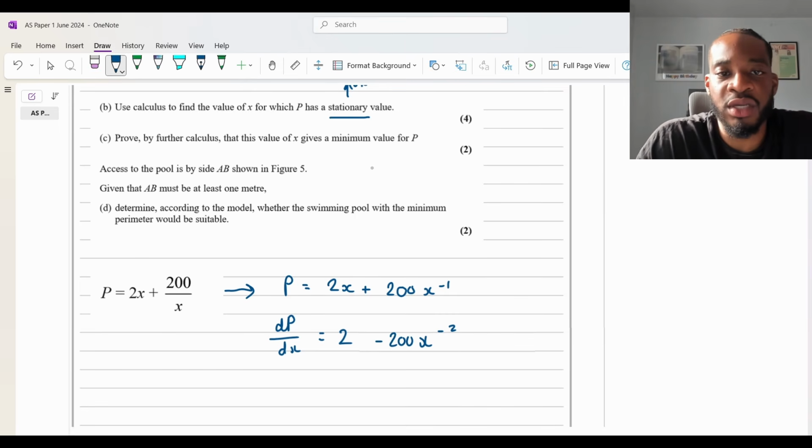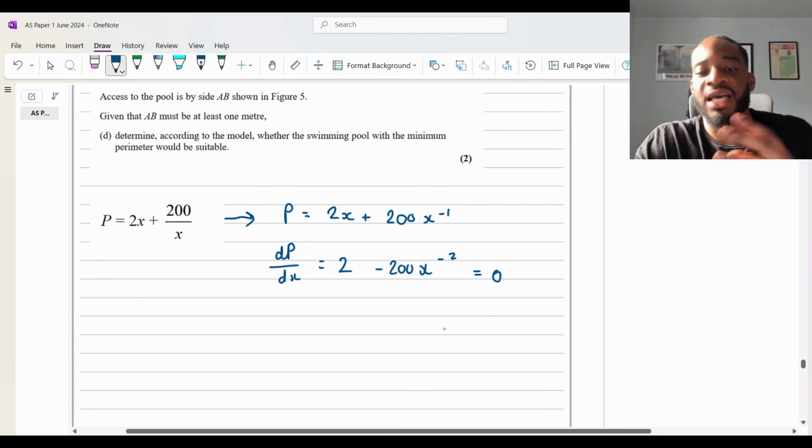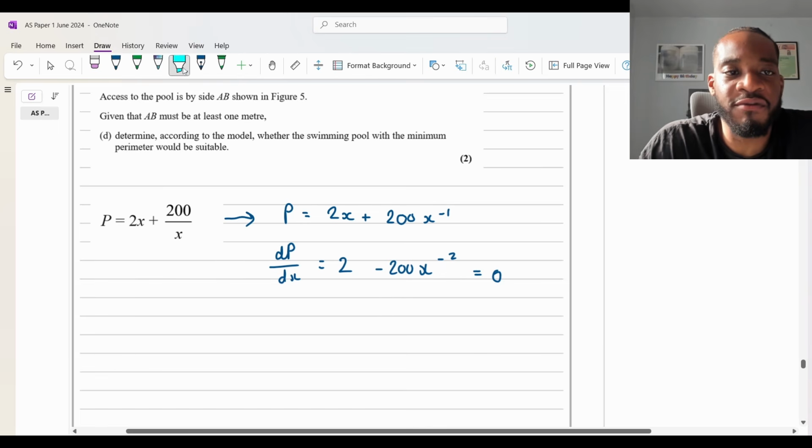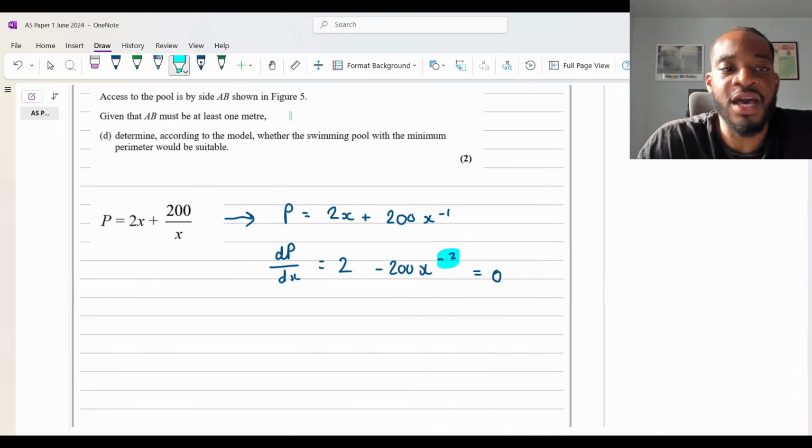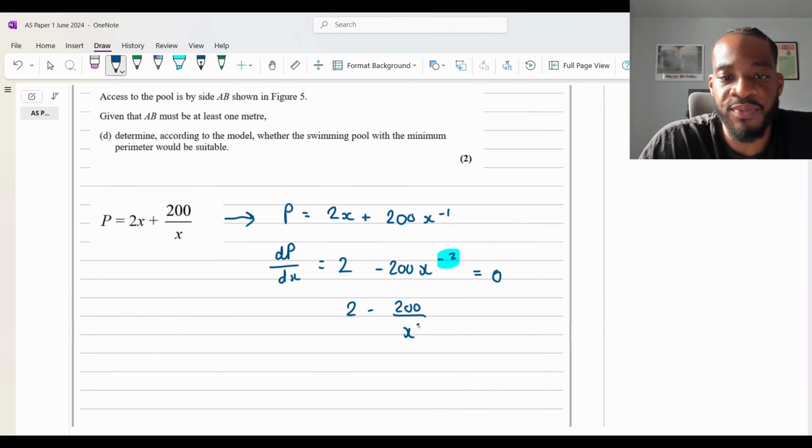And then because we want a stationary value, we need to equate it to 0. So how do we solve this? Again, very, very simple. Whenever you see a negative power like that, rewrite it as a fraction and you'll see it's quite easy to solve. So I'm going to write this as 2 minus 200 divided by x squared, and then this equals 0. And then I'm going to move that over. So 2 is equal to 200 over x squared.